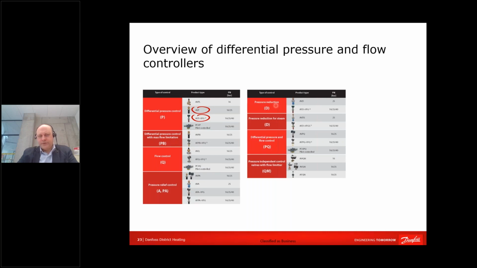We have pressure reduction controllers just to reduce pressure from high to small. We have them for steam too. We have differential pressure control and flow limiter combined in one construction with two membranes. Quite a sophisticated automatic feature. And the last ones, we have pressure independent control valves with flow limitation function and motorized control valves.